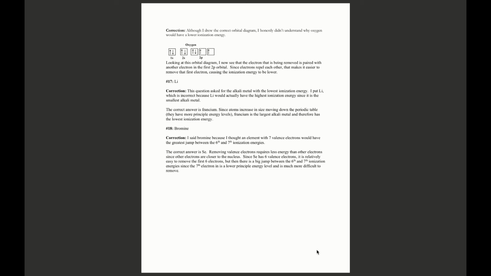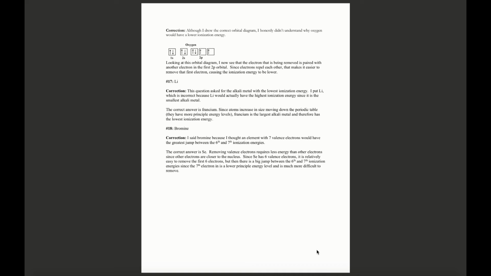Okay, so if you honestly didn't understand this question, for one question on the test, you can write this for your correction: I honestly didn't understand why oxygen would have a lower ionization energy. I'm fine with that. But then, to explain the correct answer, looking at this orbital diagram, I now see that the electron that is being removed is paired with another electron in the first 2p orbital. Since electrons repel each other, that makes it easier to remove that first electron, causing the ionization energy to be lower. That's the correct explanation.